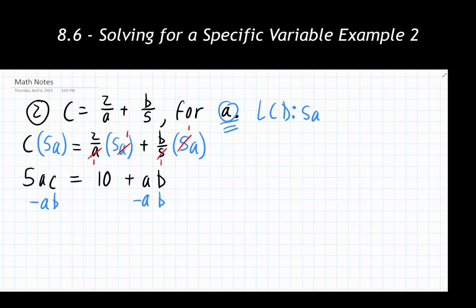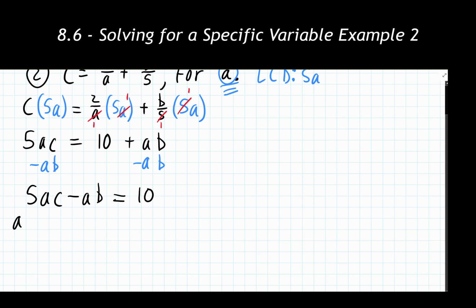And again, you might look at this and say, well, I can't combine any like terms on the left side. I've got an ac term and an ab term. And yes, that's accurate, but we're just trying to get all of our a terms by themselves. And now that I have all of the terms that contain a on one side of this equation, I can do the really tricky and crafty thing of factoring an a out from both of those terms. So if I factor that a out, because that's the thing I'm solving for, what's left over? I have 5c minus b left over there.